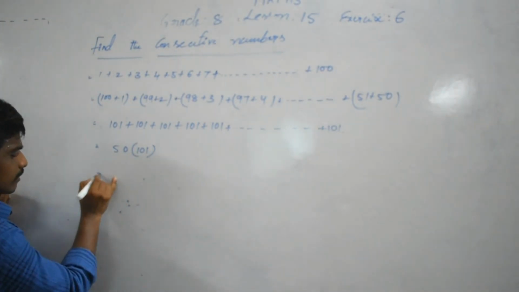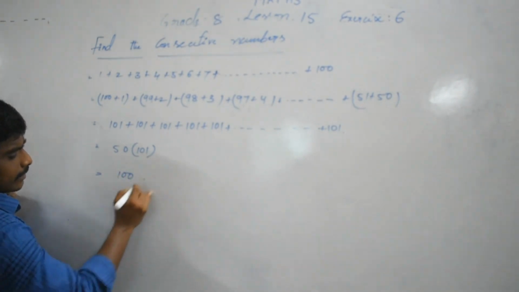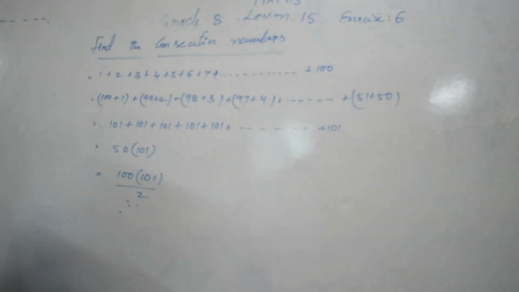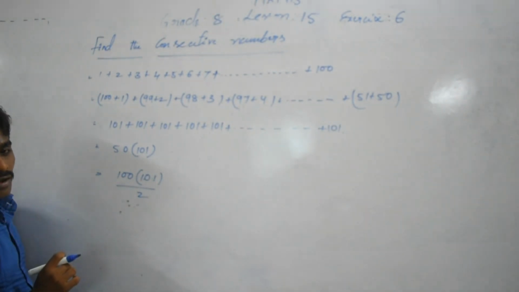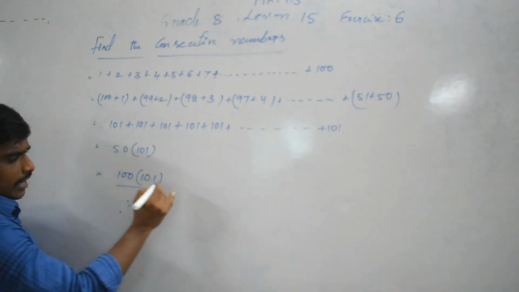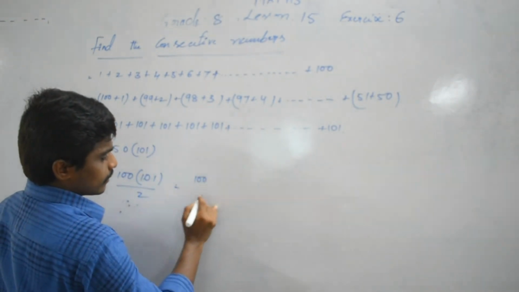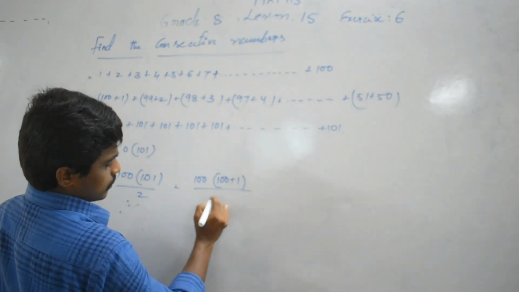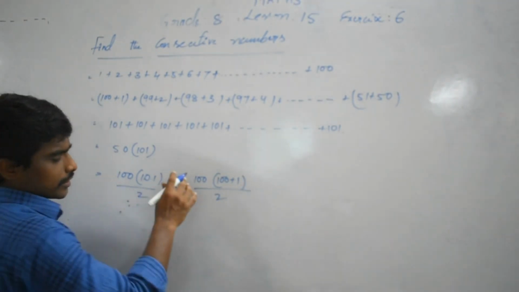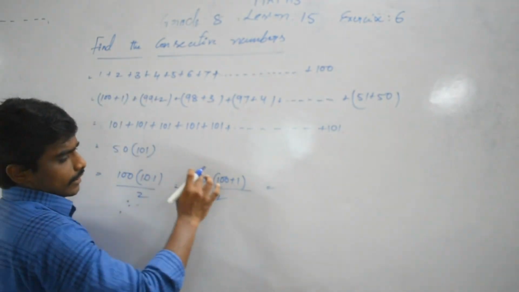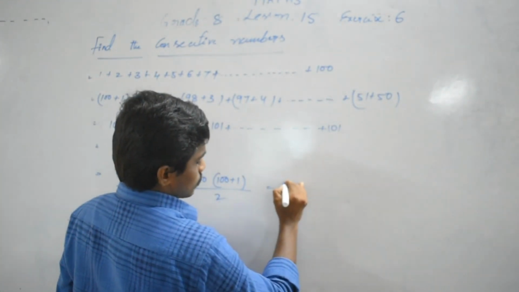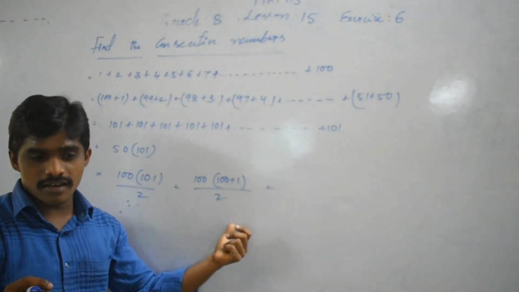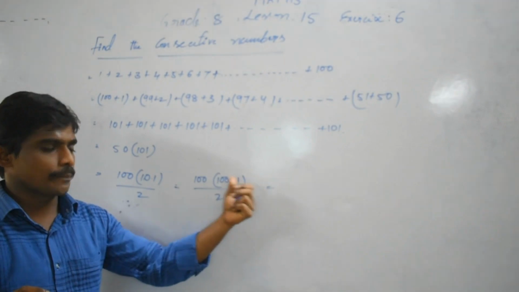These 50, here 100 cross 101 by 2. So now 2 50s are 100. So these 101, 100 cross 100 plus 1 by 2. So here, 1 to 100 natural numbers sum is 100 cross 100 plus 1 by 2.